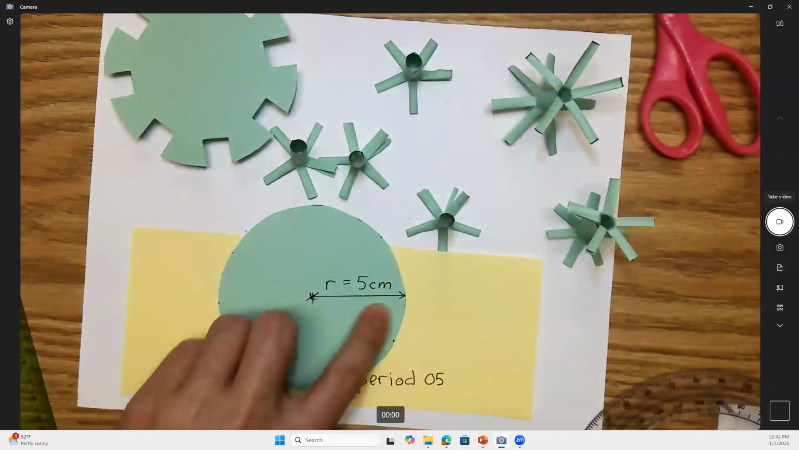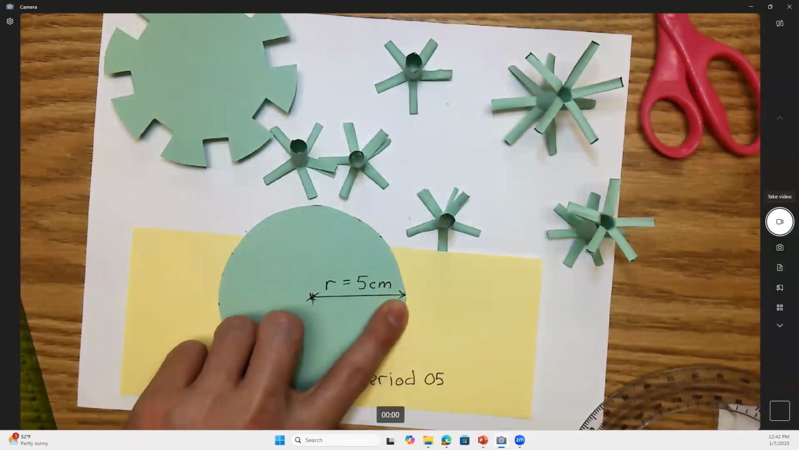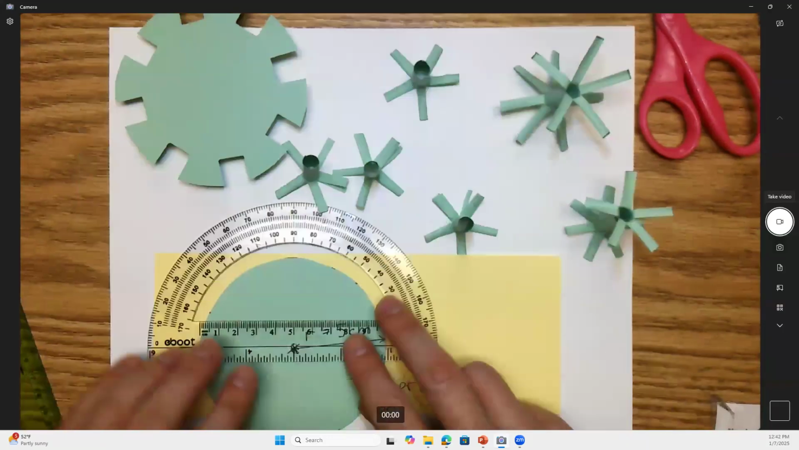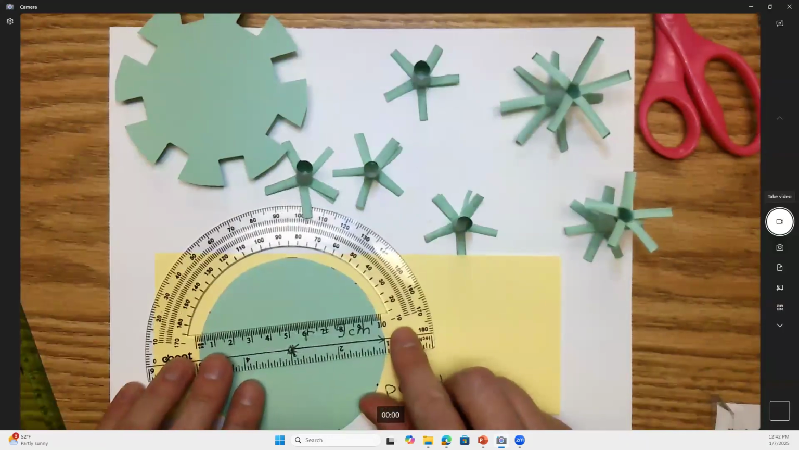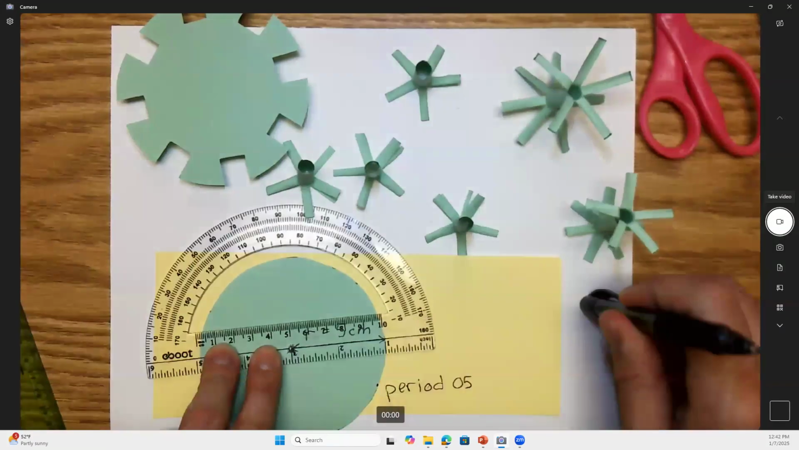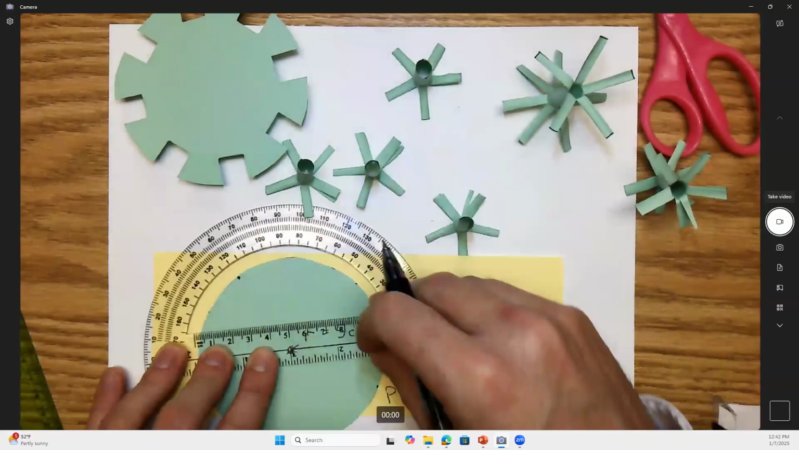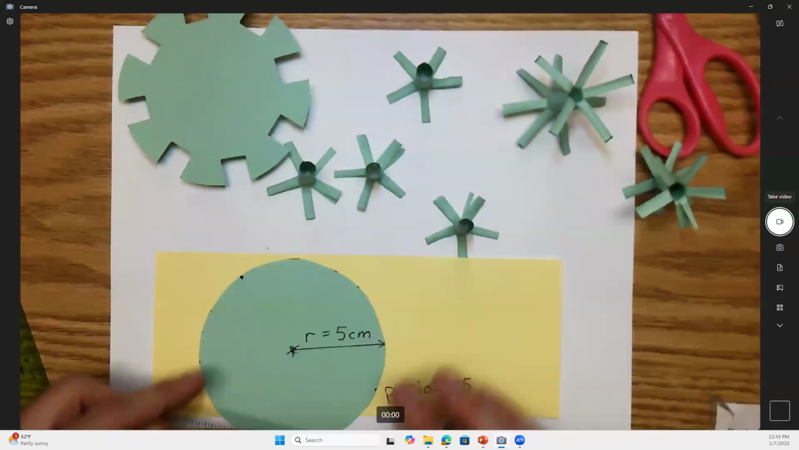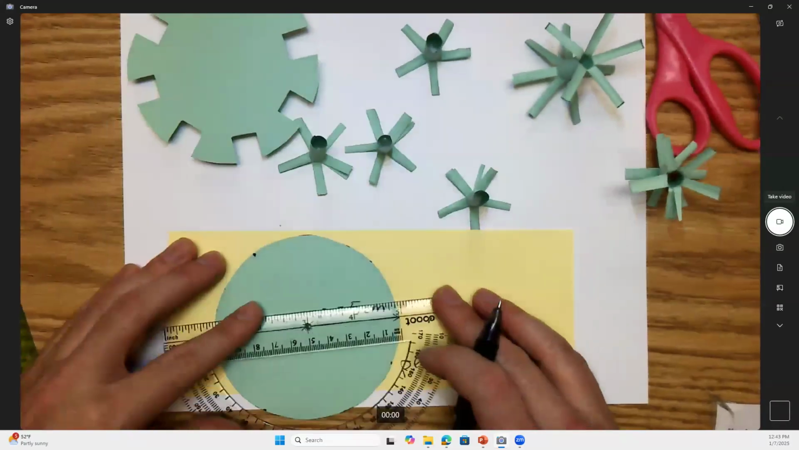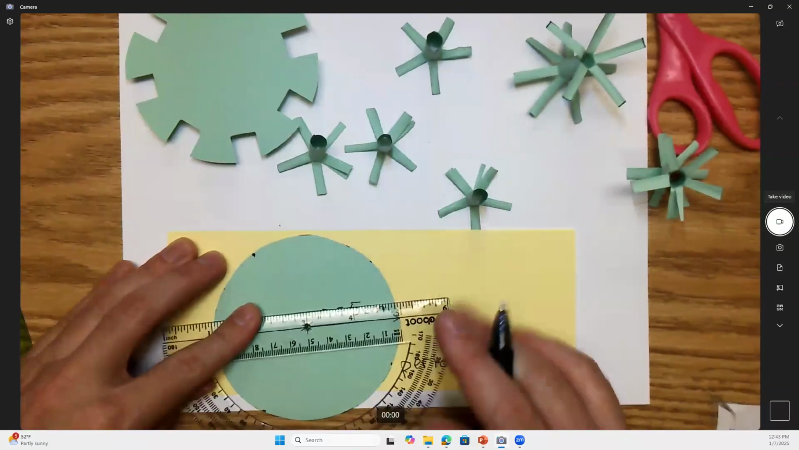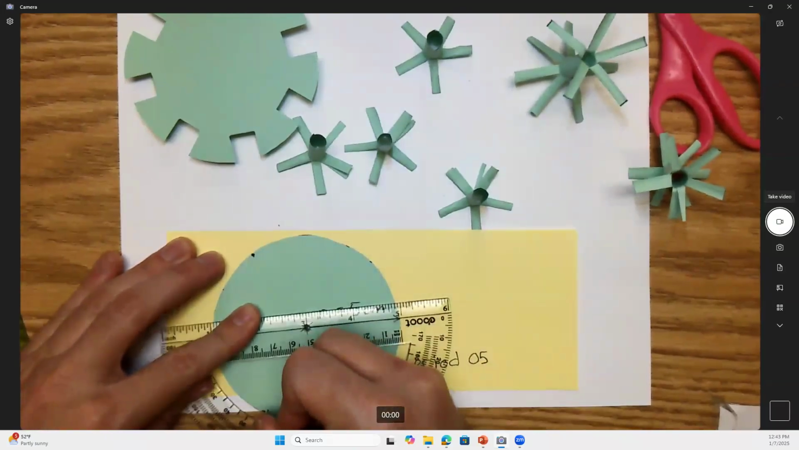Maybe I'll put a peg right here where I got this radius marked out, and I need to go 120 degrees. You guys have protractors on your desk. I'm going to mark out 120 degrees just so I know the location of the next peg. Right. Bam, right there. And then go 120 degrees the other way. 120 degrees. Looks like bam, right there.